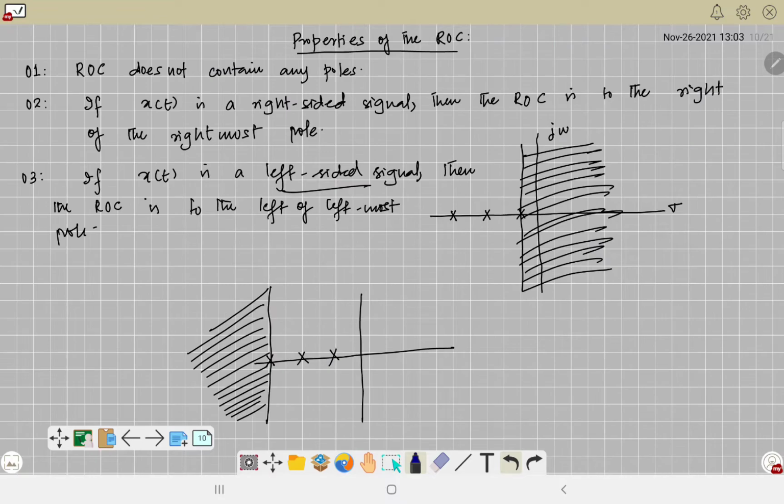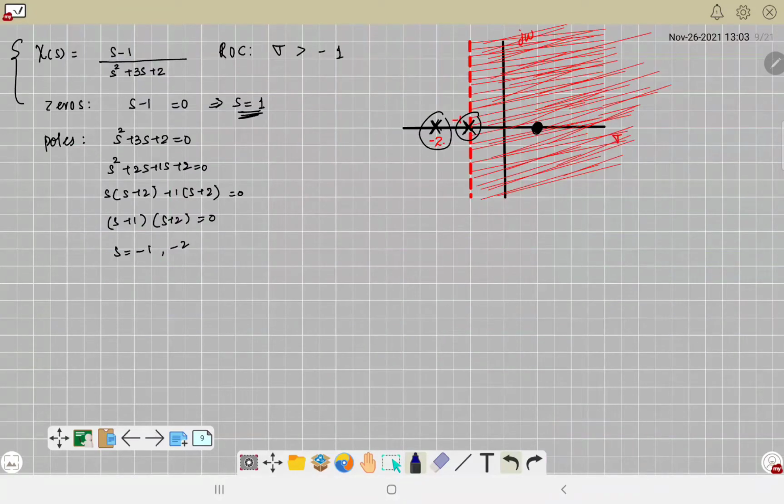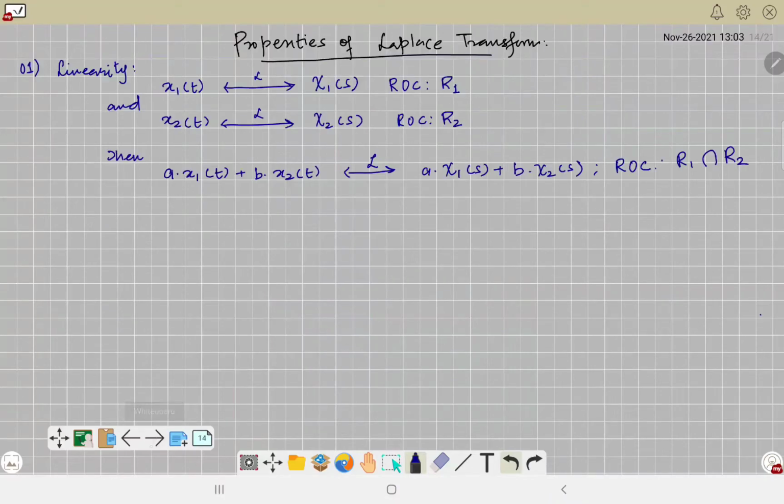If you remember one of the examples that we did, it was basically the overlapping region or the intersecting region of the two individual signals. Same thing here.